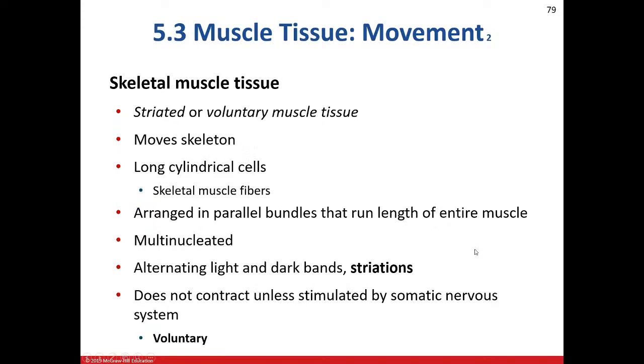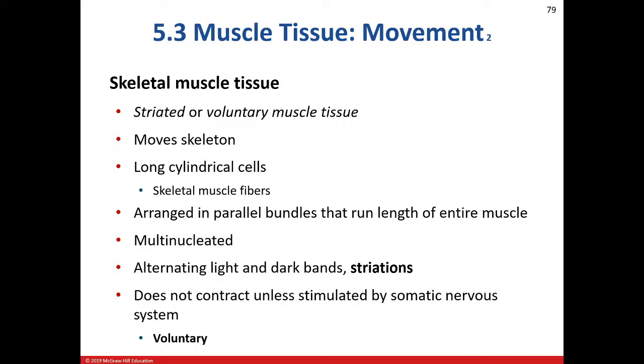All right, so skeletal muscle is also known as striated or voluntary muscle. It's known as striated muscle because you can see striations like bands in the tissue when you look at it under a microscope. It's also called voluntary tissue because it's the muscle tissue that we can choose to control. We do not choose to control cardiac muscle, and we do not choose to control smooth muscle. So skeletal muscle is called skeletal muscle because it moves the skeleton. When it contracts, it moves our body around.